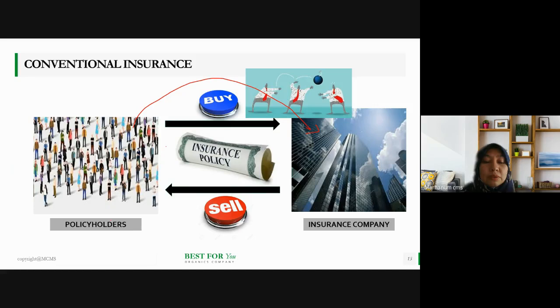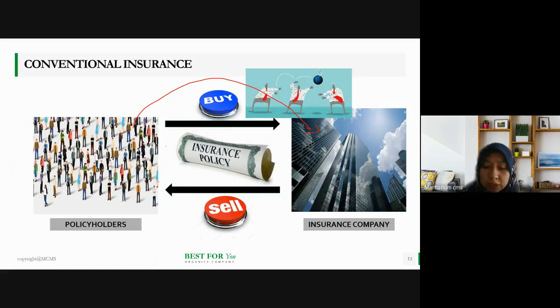Yes, the policyholder participants are the ones who lose. They will not become a winner. So the winner is the insurance company. The loser is the policyholder because nothing happened to them. This is a gambling game.